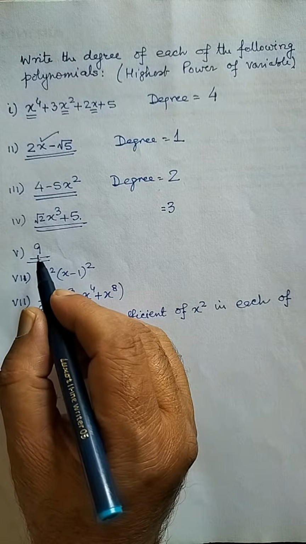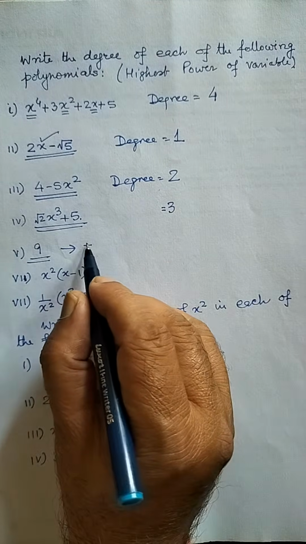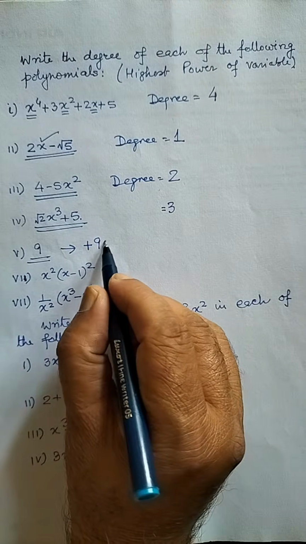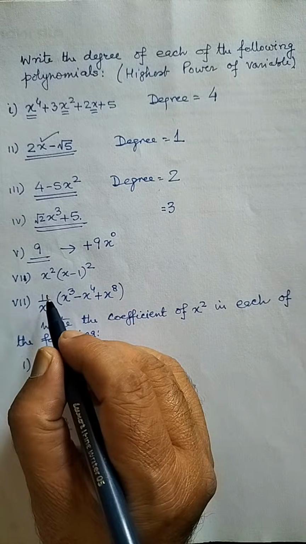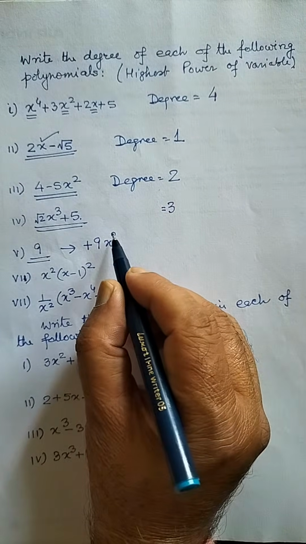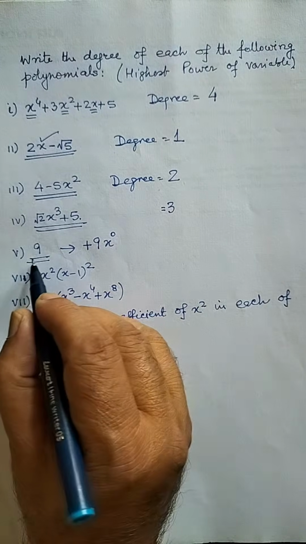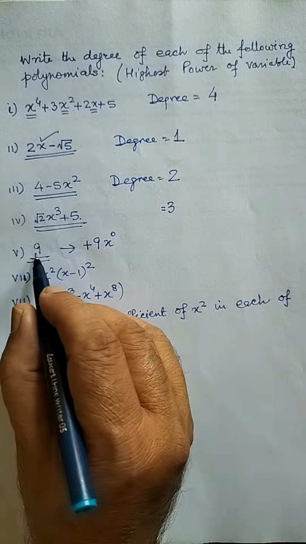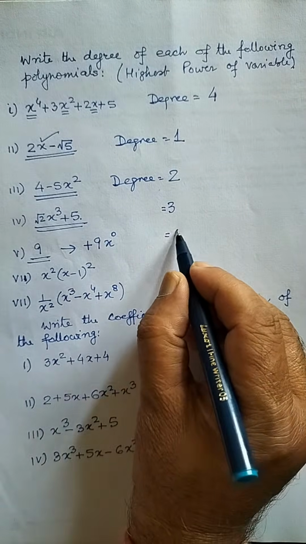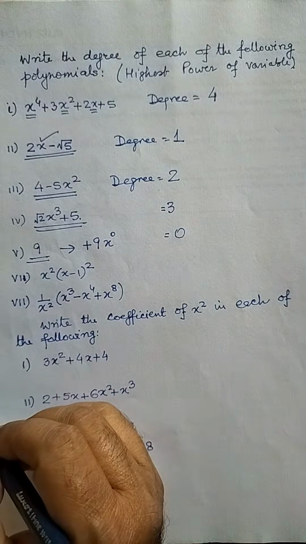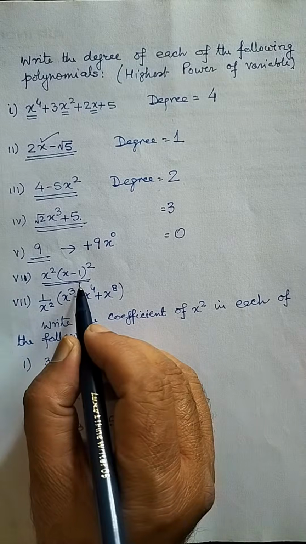Here there is no variable. I can't see any variable here, but it is there. I can write this as plus 9 times x to the power of 0. So there is a variable, of course, having a power of 0, because anything to the power of 0 is 1. So I can as well express this 9 as plus 9x to the power of 0. So in this case, the degree is 0. Fine. What about this? This is a slightly complicated function.